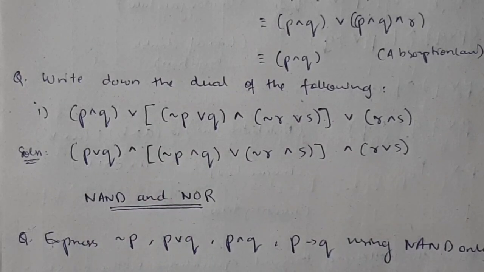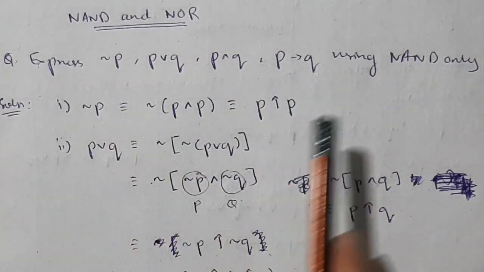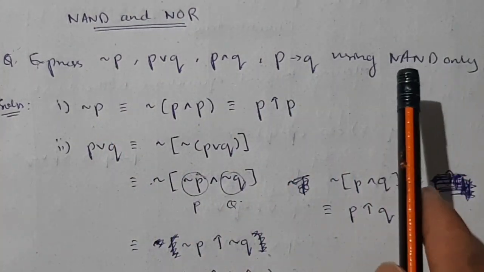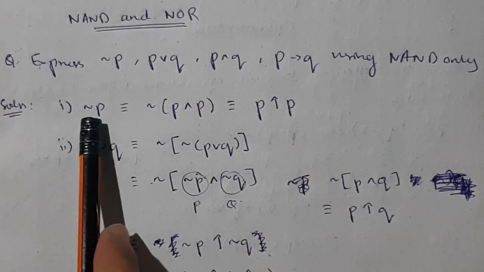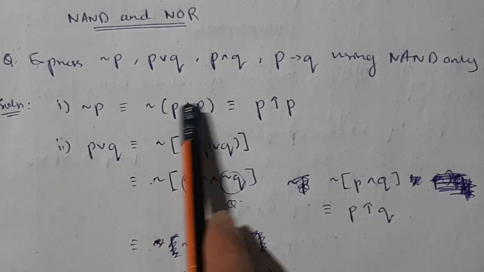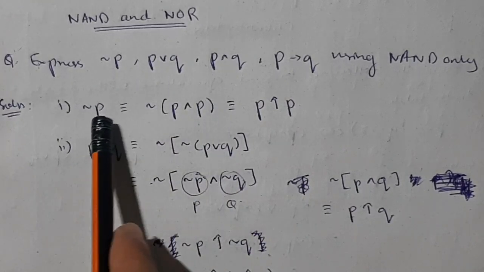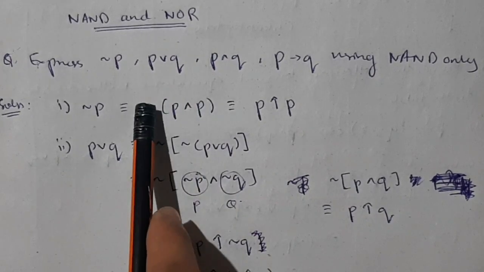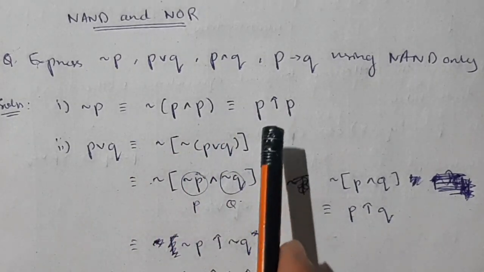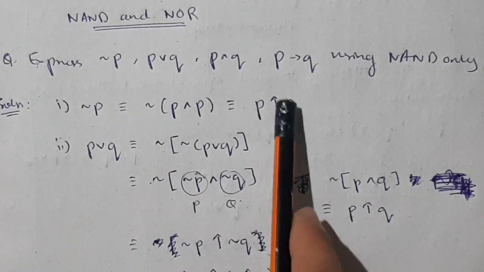The question is to express the following using NAND only. What is a NAND? NAND means not of and. So we can write not p as not of (p and p), because p and p is equivalent to p. Now observe this. This is not of and, right? So we can write it as NAND. NAND is represented by the up arrow.